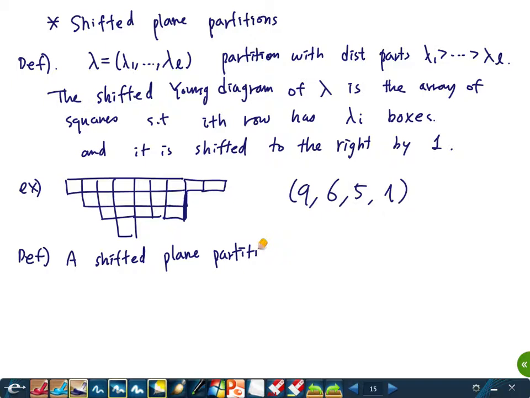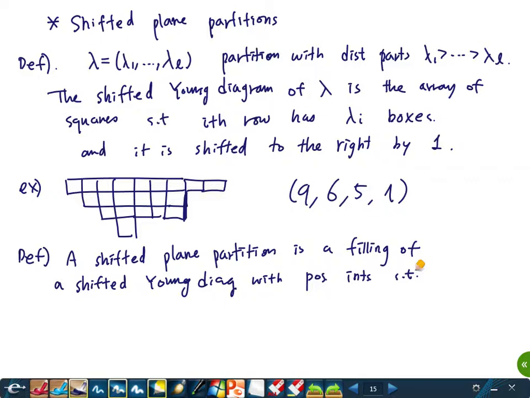A shifted plane partition is a filling of a shifted Young diagram with positive integers, such that we have the usual condition: entries are weakly decreasing along rows and columns.